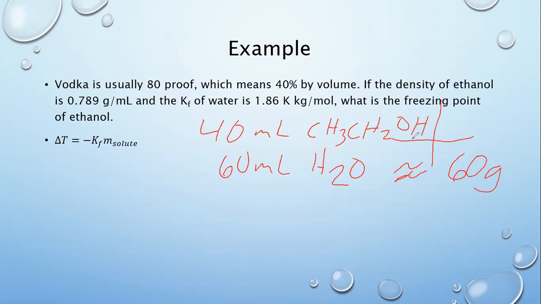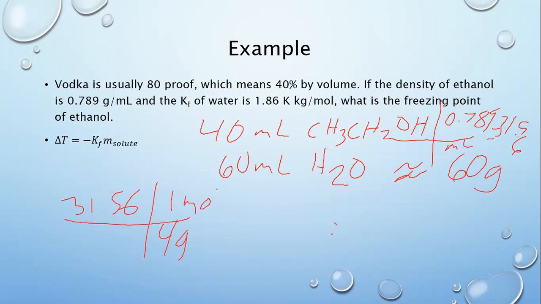And so the actual amount, at 0.789 grams per mL, 40 times 0.789 is going to be what? That's 31.56 grams. Now to get molality, you have to divide to get moles per kilogram. So 31.56 grams, the molar mass is what? 12 times 2, 6, plus 16. 46 grams per mole.